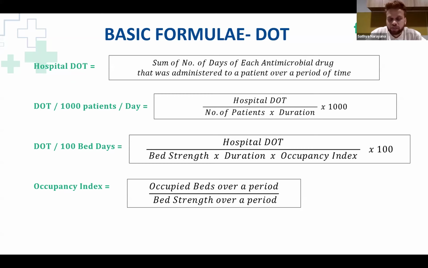If it is 6 months, it would be 180 days. So this way we'll be considering duration as per the months into 1000. And when we are dealing with 100 bed days, it would be a completely different scenario, but the same formula would relate to DDD. First we'll consider bed strength, the particular duration, and the occupancy index, into 100. So this is the way we'll consider the variables to solve this equation.